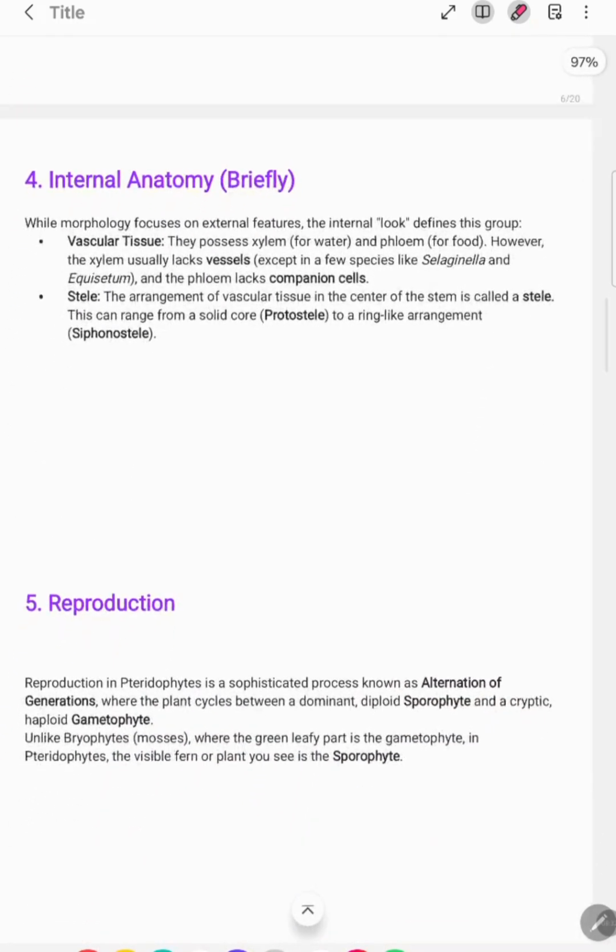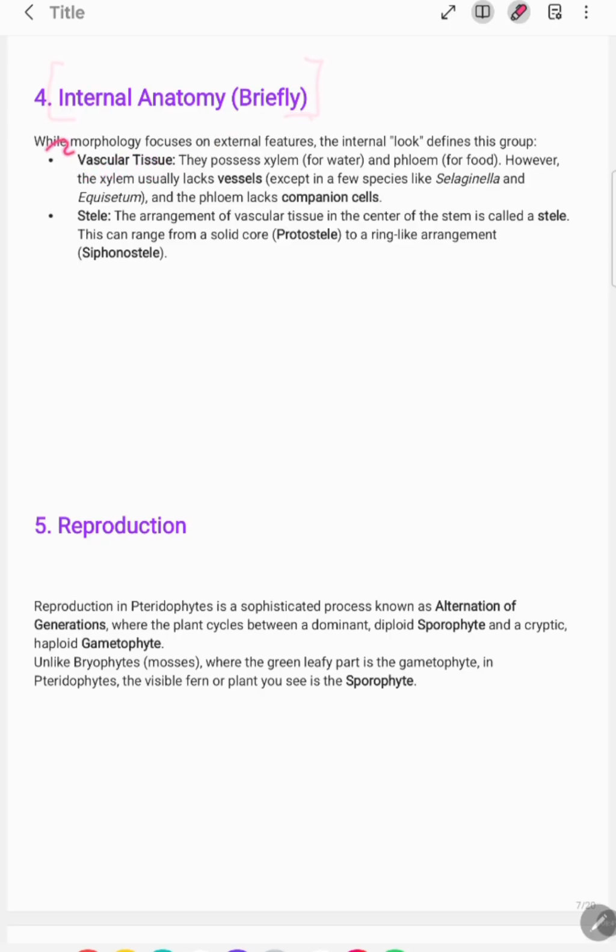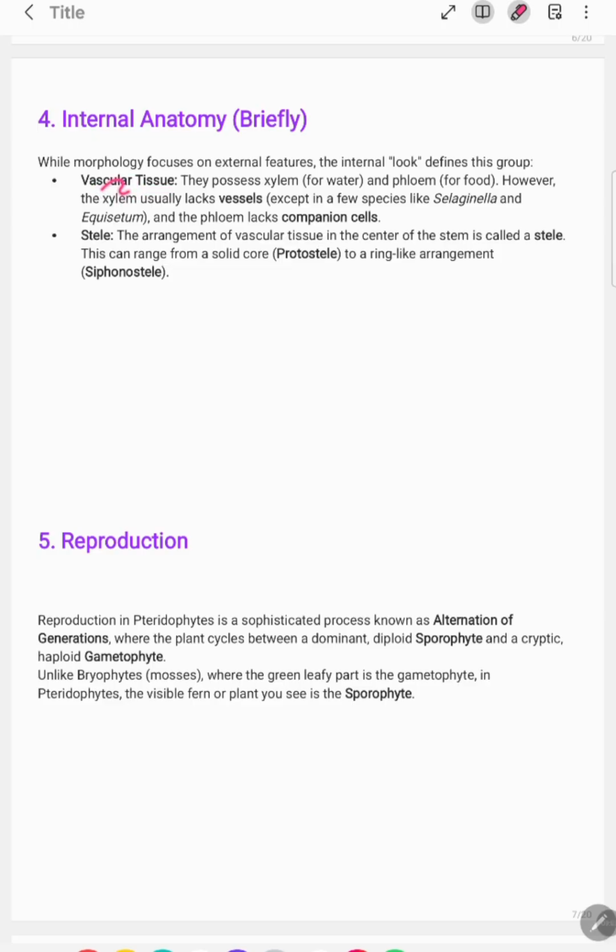Now focusing on the internal anatomy of pteridophytes. See, what are the changes? While morphology focuses on external features, the internal look defines this group. What are the internal changes during the reproductive phase in pteridophytes? The vascular tissues, which are your xylem and phloem. They possess xylem for the conduction of water and minerals, and phloem for the conduction of food. However, the xylem usually lacks vessels.